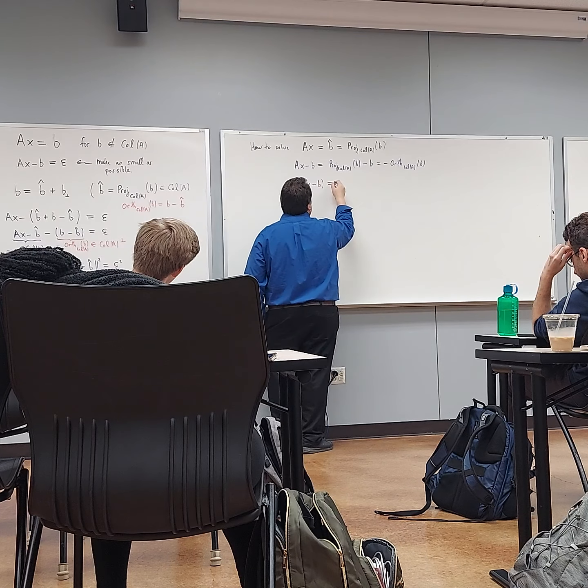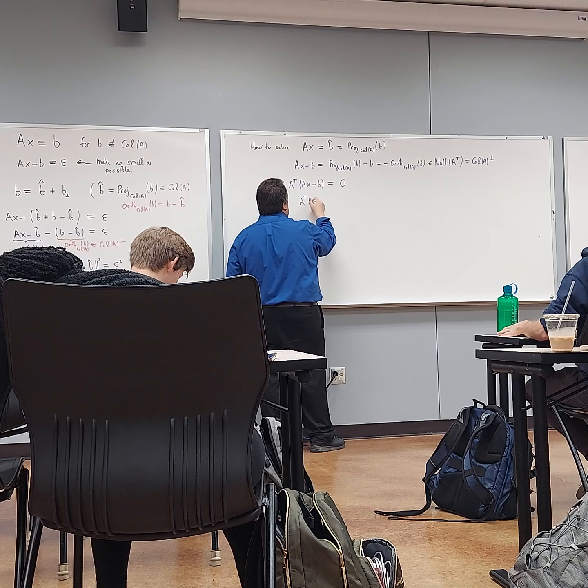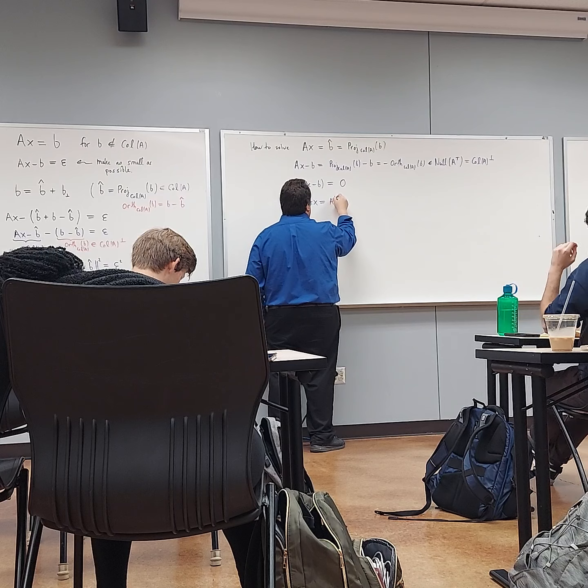See, this is an element of the null space of A transpose, right? That is another way of writing the perp to the column space. It's the null space of A transpose. So what that means is if you multiply that orthogonal vector by A transpose, you just get 0. So what we have to solve is A transpose A x equals A transpose b.